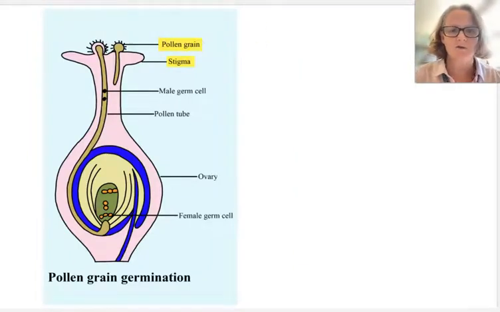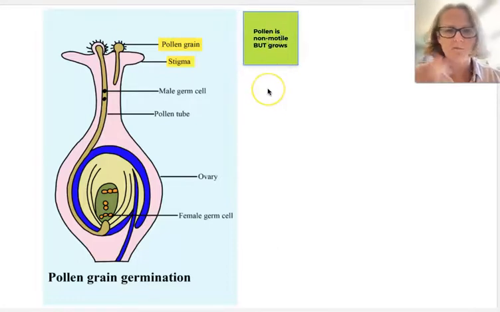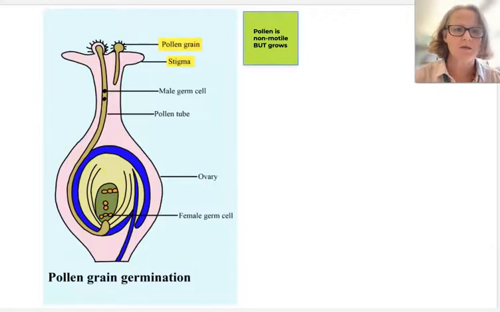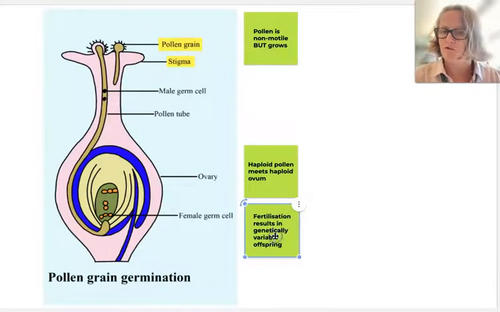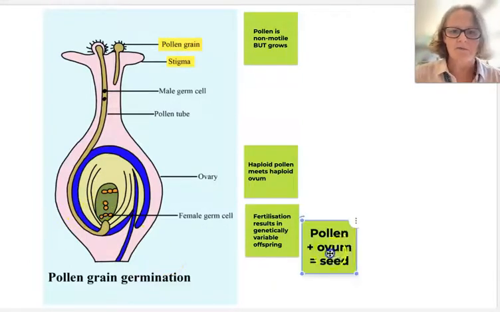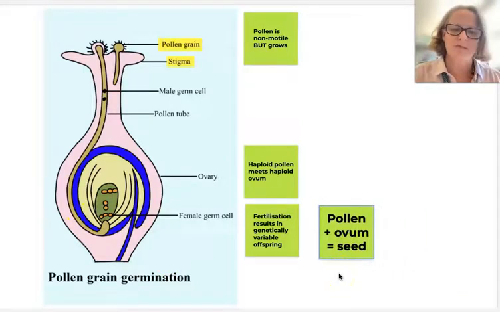Let's have a look what happens when pollen does land on a stigma. At the top here, we've got to remember that pollen grains don't swim like a sperm. They are not motile, they can't move, but they can grow. So when a pollen grain lands on a stigma, you can see that a pollen tube is growing down towards where the ovum is. So the haploid pollen is able to meet the haploid ovum. Remember, they were both made by meiosis, so they are haploid. You've got just one set of each chromosome, and that happens down in the ovary. And when these two meet each other, they fertilize, they join together, and we have some genetically variable offspring because of the joining of a pollen and an ovum together. And the pollen and the ovum together make a seed, and that seed will then develop inside a fruit.